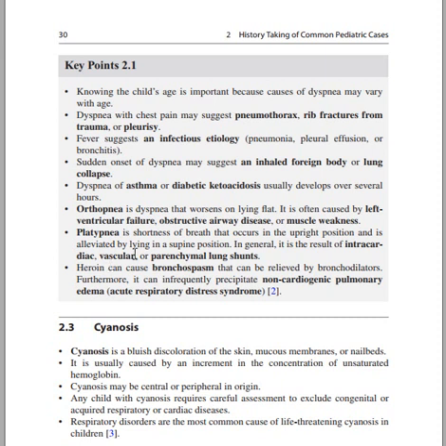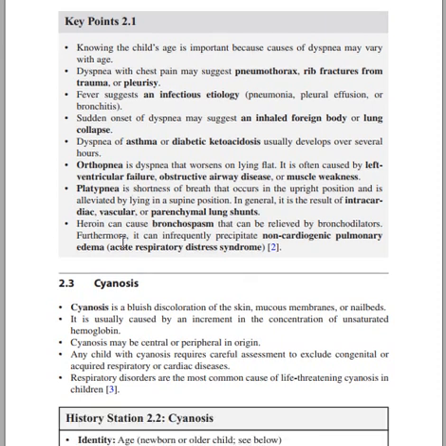The next one now, we also have bendopnea. Bendopnea is dyspnea when you are bending forward and it is relieved when you stop bending. That's bendopnea. The next one, you have heroin. So heroin can cause bronchospasm and can be relieved by bronchodilators. Furthermore, it can infrequently precipitate non-cardiogenic pulmonary edema. So that's it. So the handout was on dyspnea. Thank you very much for your attention.